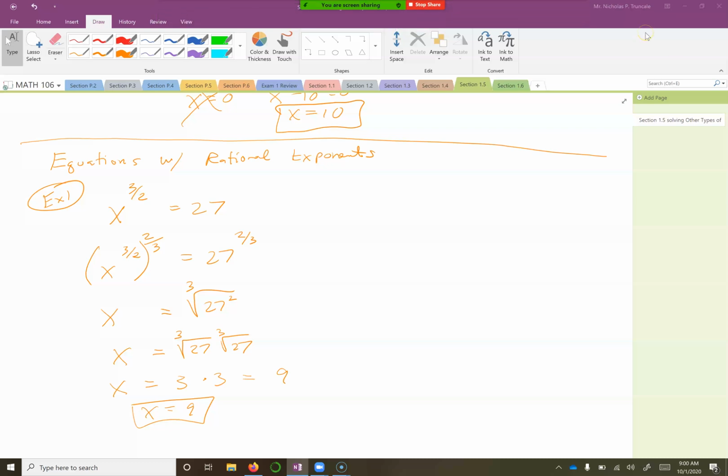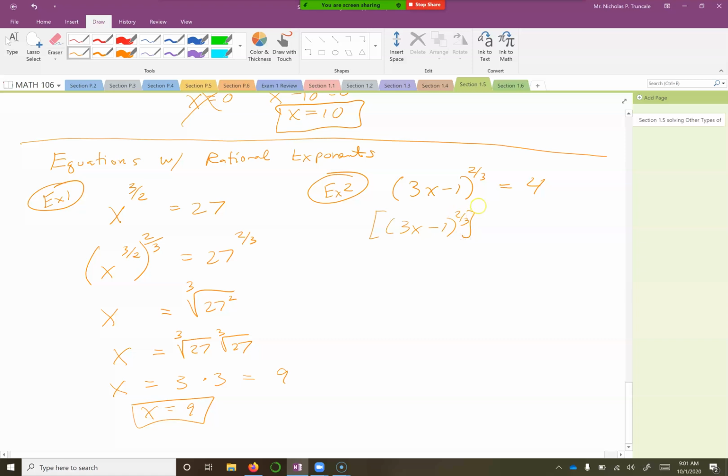All right, let's try another one. Example 2. And really, they're not going to get any more complicated than this. Now I'll give you an expression, instead of just the variable x. But the process is the same. You're going to see either x by itself raised to some rational exponent, or you're going to see some binomial or some polynomial raised to the rational exponent. But the next step is the same. You're then going to raise, again, and I'm just going to do this so you see the process in the notes.